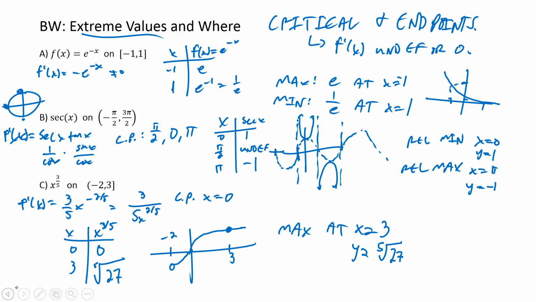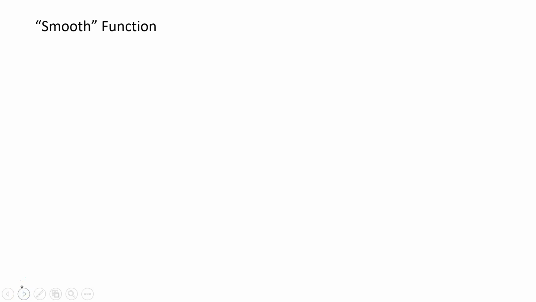Okay. And then we have no minimum because it comes to this open circle here. It comes down, it gets close to that value of whatever the -2 to the 3/5 is, but it doesn't get there. The undifferentiable point here is a vertical tangent, so it's not a maximum or a minimum. Interesting. Okay, let's jump into the mean value theorem.